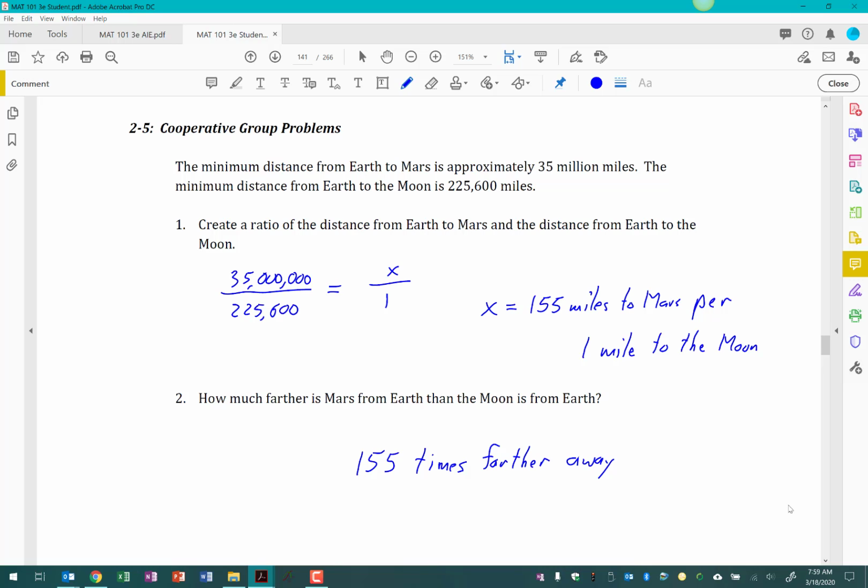So in question 2, when it asks how much farther Mars is from Earth than the Moon is from Earth, we can simply say that Mars is 155 times farther away. So it should take about 155 times longer to get there.